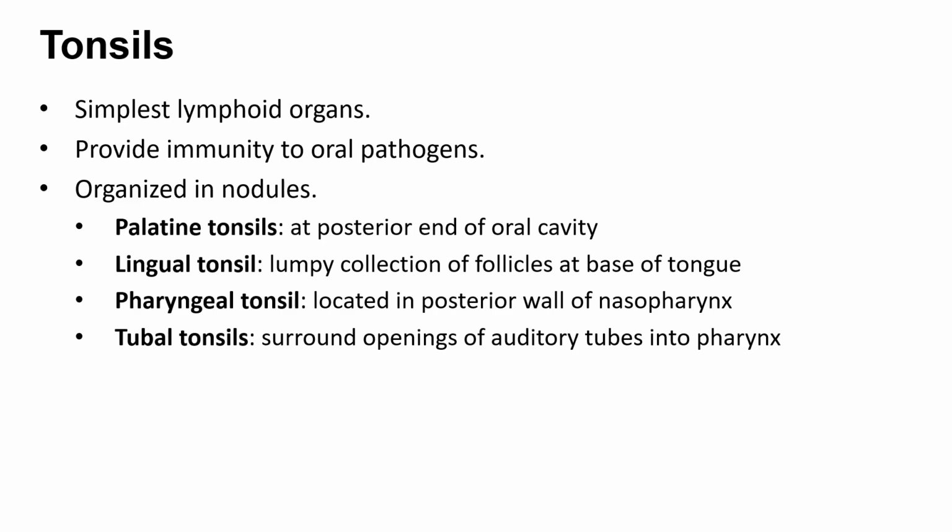We also have lingual tonsils. They're found as a lumpy collection of follicles at the base of the tongue. They're a little smaller and they help kind of protect the back of the throat. We have pharyngeal tonsil, and note that this tonsil does not have an S behind it. The pharyngeal tonsil is also referred to as the adenoid. Okay, we only have one. It's at the posterior aspect of the nasopharynx. Fancy way of saying the back of the nose.